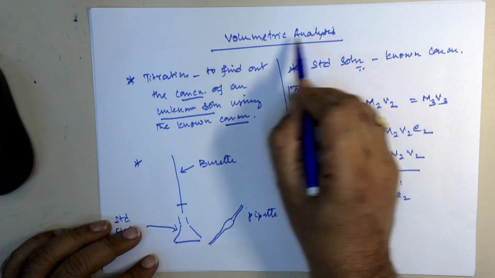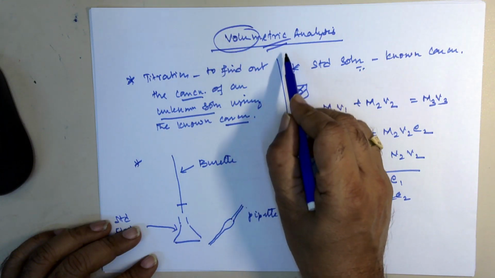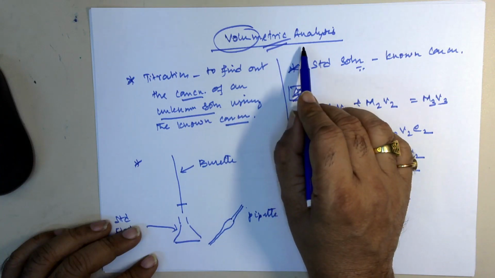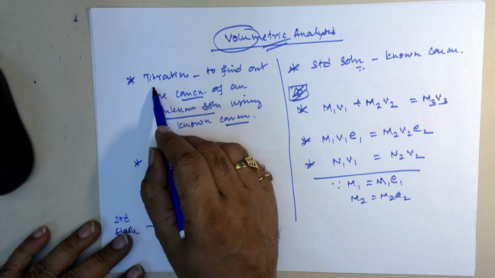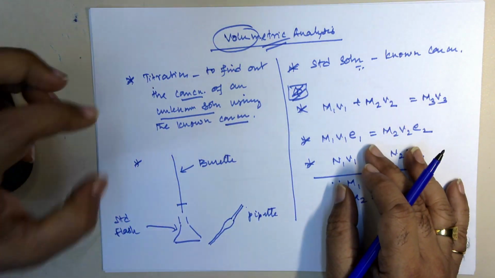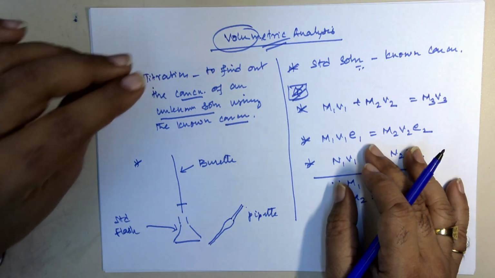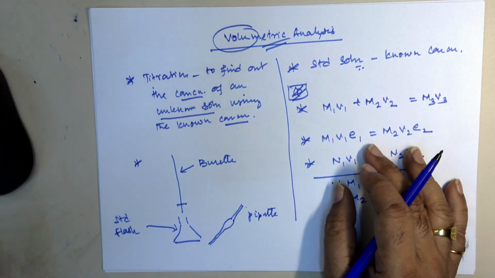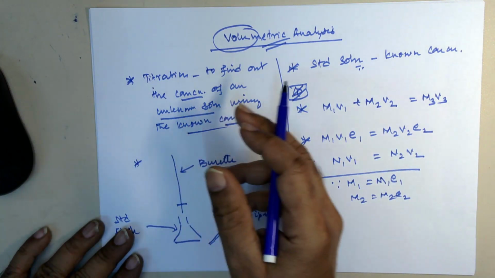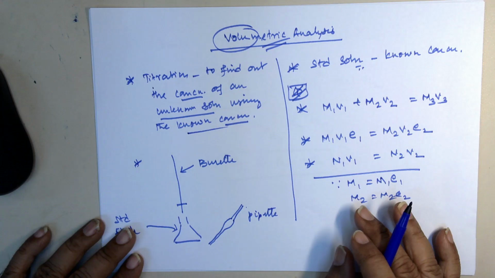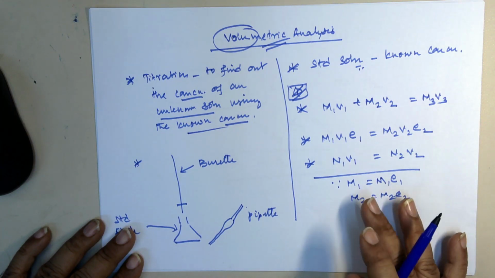Volumetric analysis: by means of volume, you can measure the concentration or estimate the strength of a solution. Titration is the determination of the concentration of an unknown solution using a standard solution. When I say standard solution, it means we already have its concentration. Are you able to follow? We have already discussed the various expressions for concentration.